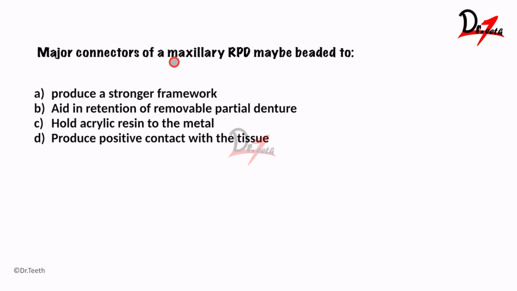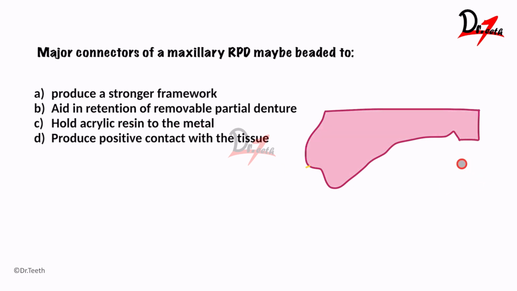Now major connectors of a maxillary RPD may be beaded too. So why do we need to do beading? Here you can see this portion right here. This represents the beading. We create a 0.5 mm depression in the posterior seal area so that the metal goes and contacts the tissues and actually lifts the posterior tissues a bit.